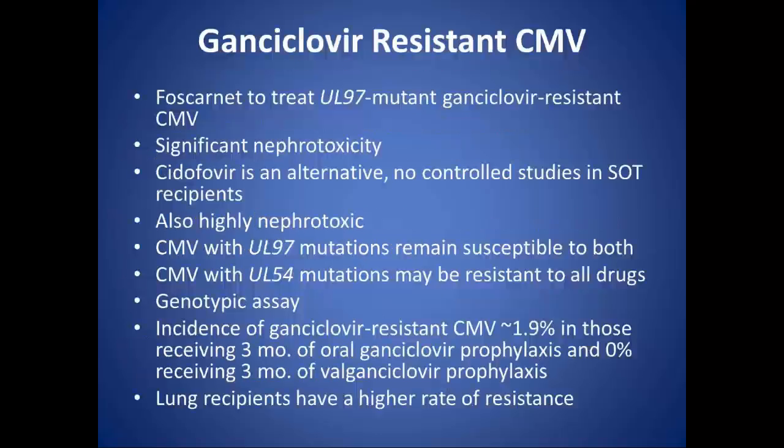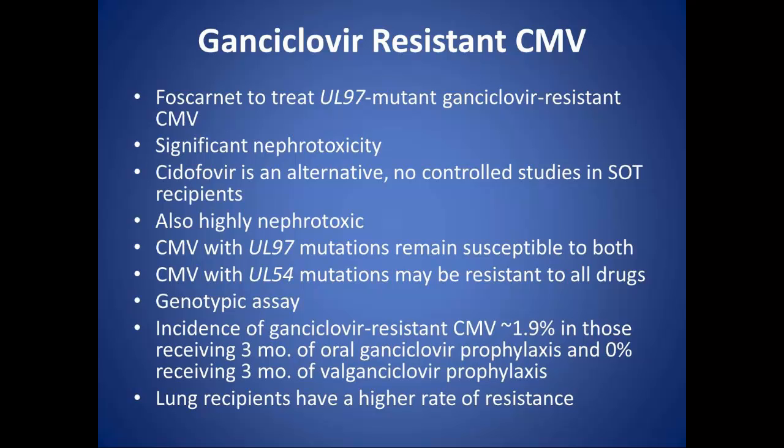If you get the UL97, you can usually use foscarnet or cidofovir to treat CMV disease. They're both very nephrotoxic. We used to use these a lot in HIV when people got CMV retinitis. We didn't have valganciclovir then, and we used systemic drugs, so people got IV foscarnet and IV cidofovir. But renal toxicity can be a problem.